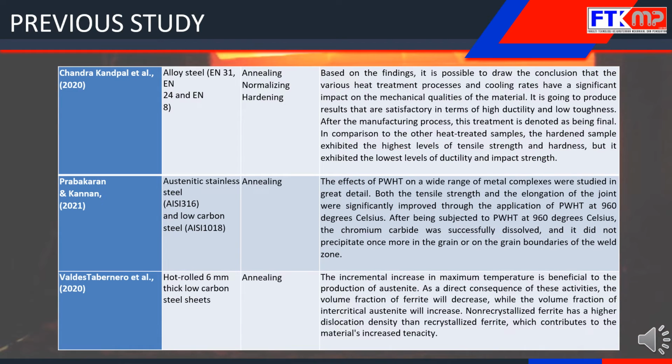Another example is the Prabhakaran and Khanna research that used annealing, which found that after being subjected to post-weld heat treatment at 960 degrees Celsius, the chromium carbide was successfully dissolved, and it did not precipitate once more in the grain or on the grain boundaries of the weld zone.